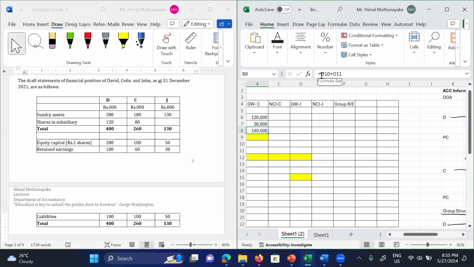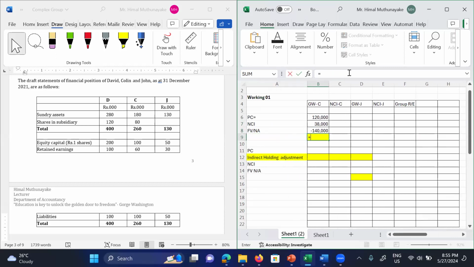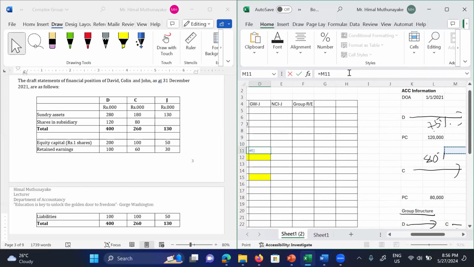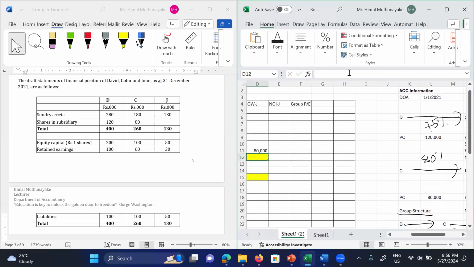140,000. It needs to be minus 140, right? Then the goodwill for company C, 18,000, right? Then moving on, C should be placed here. And moving on to company J, I'm going to calculate the company J goodwill. The purchase consideration mentioned there is 80,000.